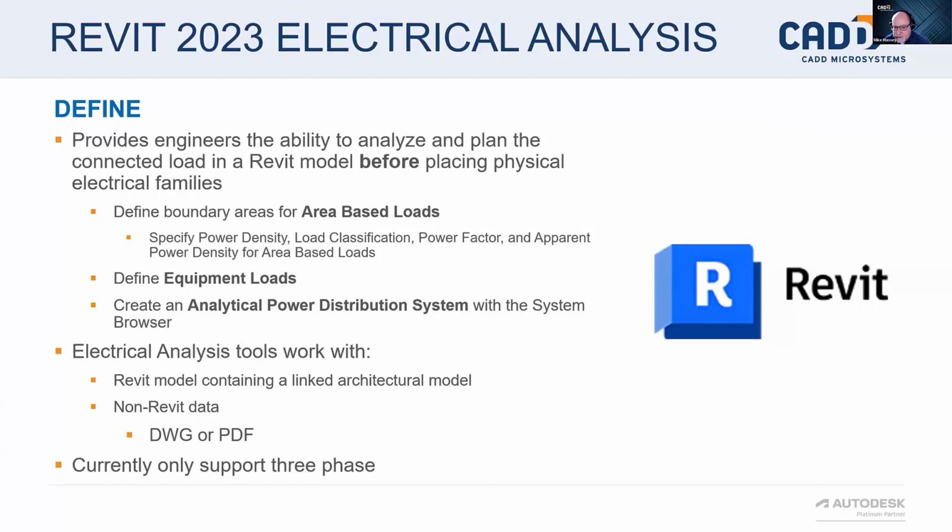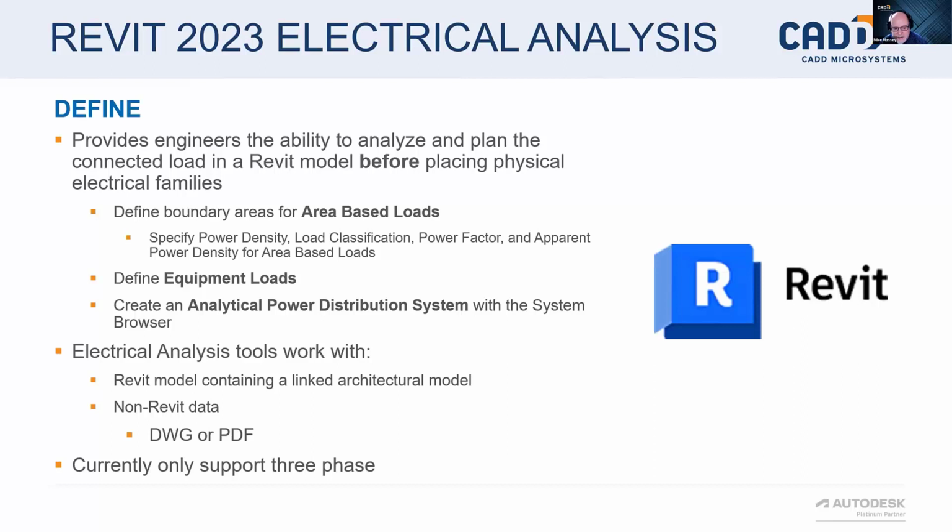But let me just say this: electrical designers are probably going through this process today, but they're just doing it outside of Revit. They're using Excel or other programs that are outside of Revit. But it's great that we can now bring it back into Revit and use the Revit model as the basis for these preliminary analysis loads. And so that's what's new. And again, we can create either an area-based load or equipment load, and we're also able now to create the distribution system.